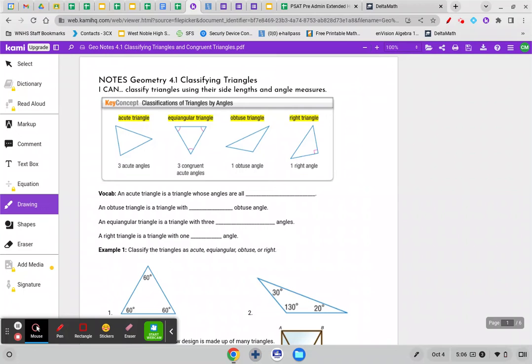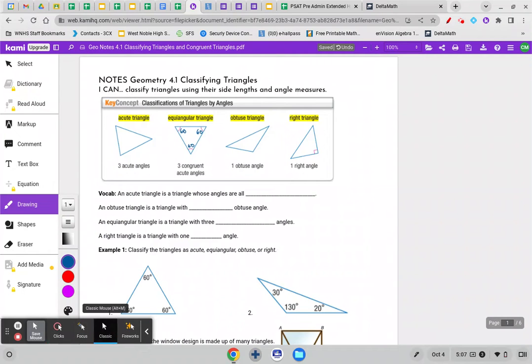An acute triangle has 3 acute angles. An equiangular triangle has 3 congruent acute angles. That means they are all 60 degrees, because they have to add up to 180. And then the obtuse triangle has 1 obtuse angle and the right triangle has 1 right angle.